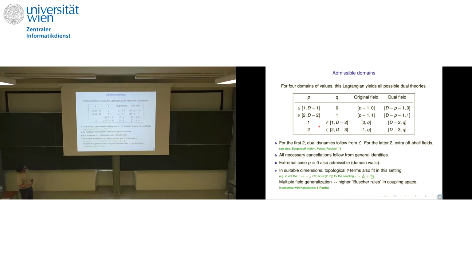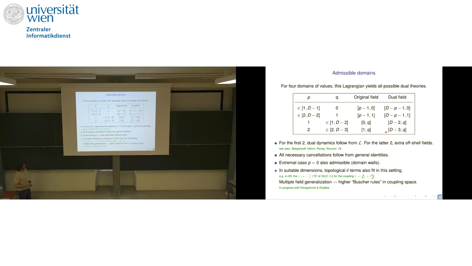Then for p equals 1 and q in this domain, you start with a q-form and you go to a (d-2,q) form. So these are the exotic dualities. And then for p equals 2 and q in this domain, you start with a generalized graviton (1,q) and go to (d-3,q). So in that case, actually, you can show that this includes the double duals of the graviton.